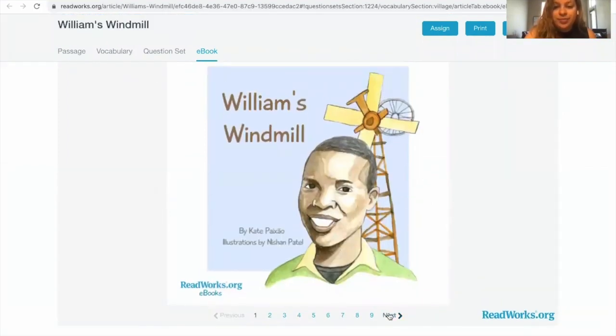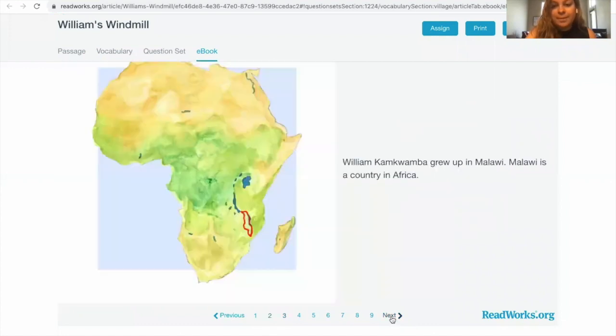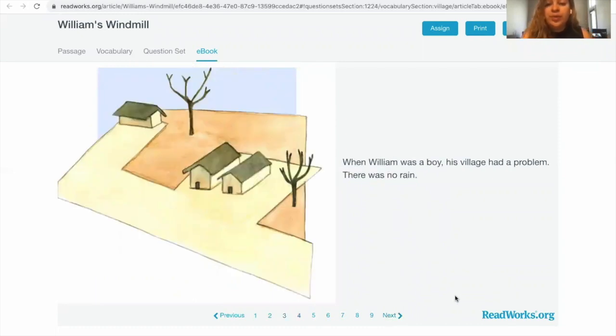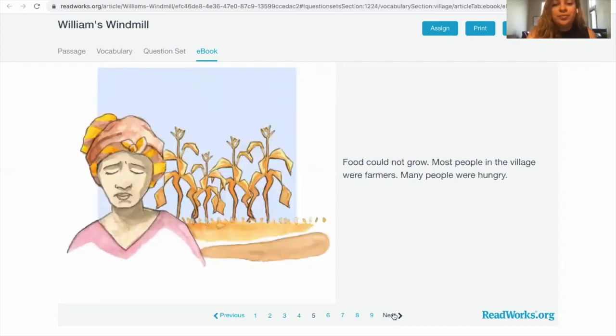William's Windmill. William Kamkwamba grew up in Malawi. Malawi is a country in Africa. When William was a boy, his village had a problem. There was no rain. And that's something that I saw in the other story, remember? So you can be showing me a silent me too if you think you remember seeing or hearing that in the previous story. Food could not grow.